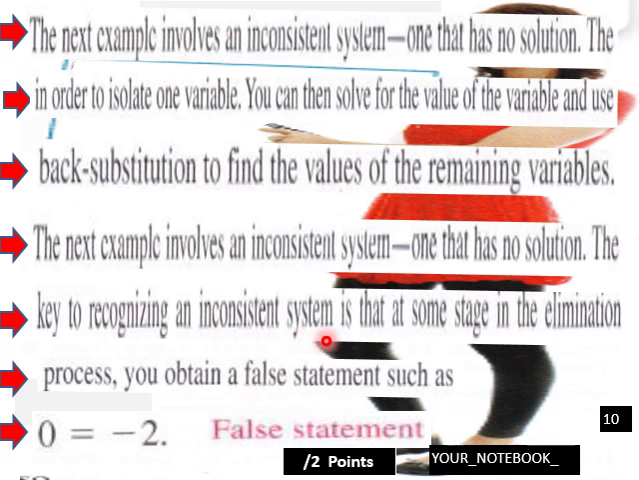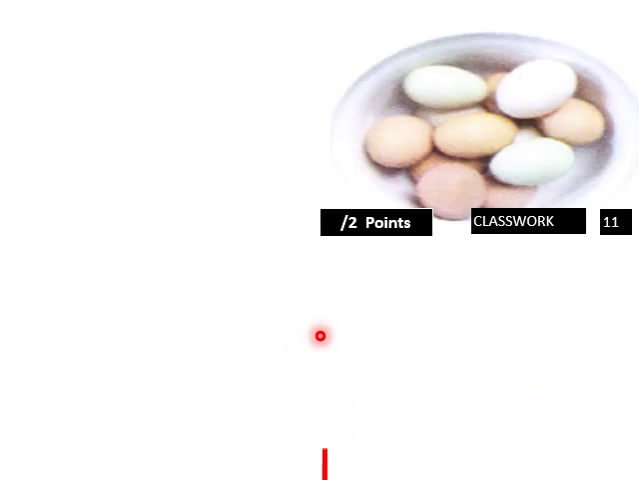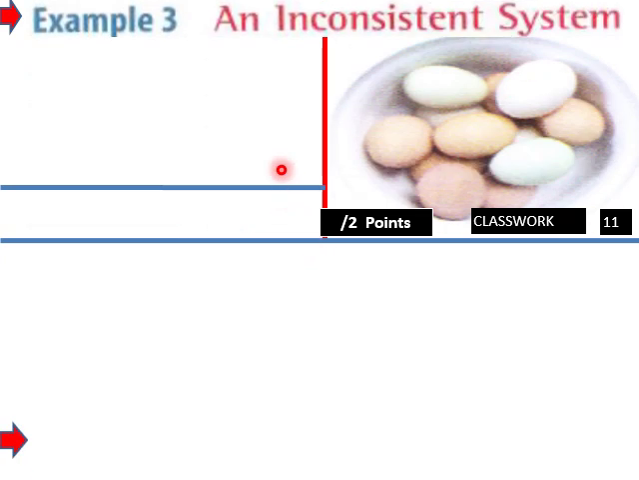0 equals negative 2. So when you're trying to solve these systems, and you end up with a false statement like this, that's a dead giveaway that it is an inconsistent system. So beware of that. So let's try one now, see what it looks like.